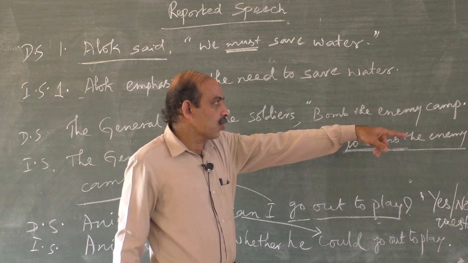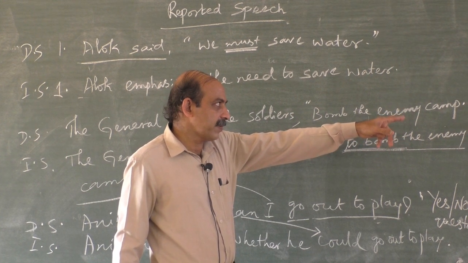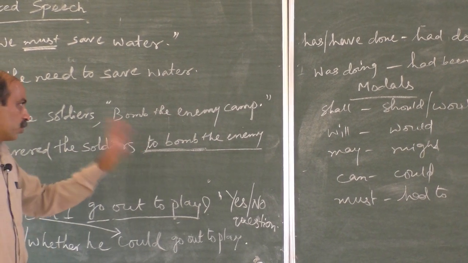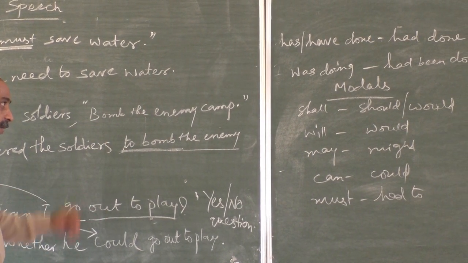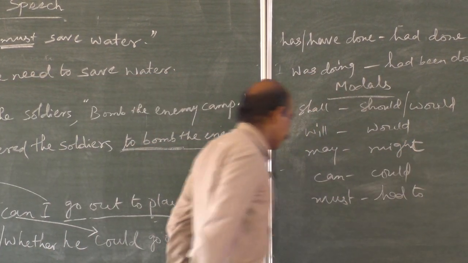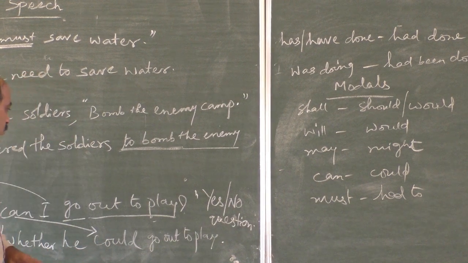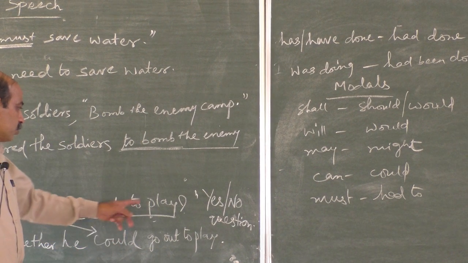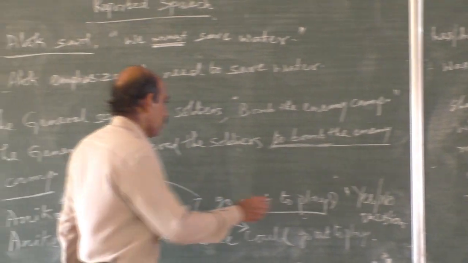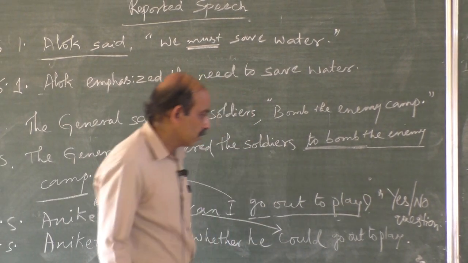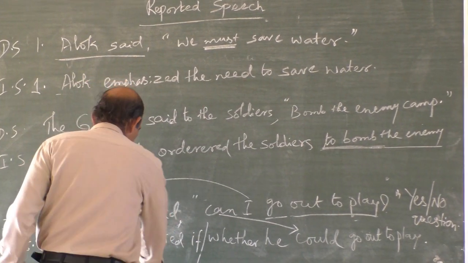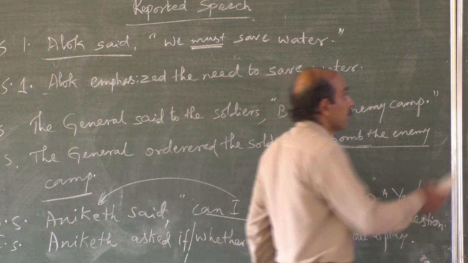Shall changes to should or would because there are two possibilities available, and that is why shall to should or would. Will, would only, not should. May, might. Can, could. Must, had to. Could go out to play. So no question mark, no inverted comma, only full stop. Now next let us move on to the next example.